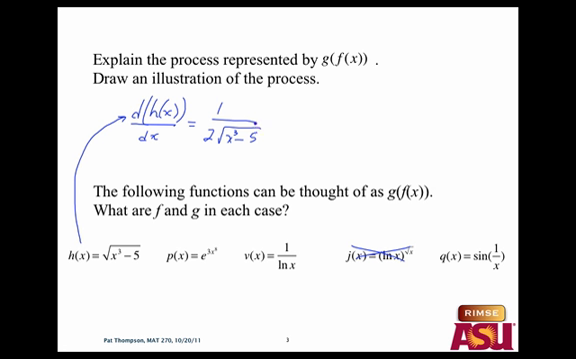Remember we leave the interior function as it is. So we evaluate the rate of change of the exterior function, leaving the interior function as it is. Then we multiply by the rate of change of the interior function, which is just 3x squared. We can simplify that final product, 3x squared over 2x cubed minus 5. Okay, this is the rate of change function for this function h.